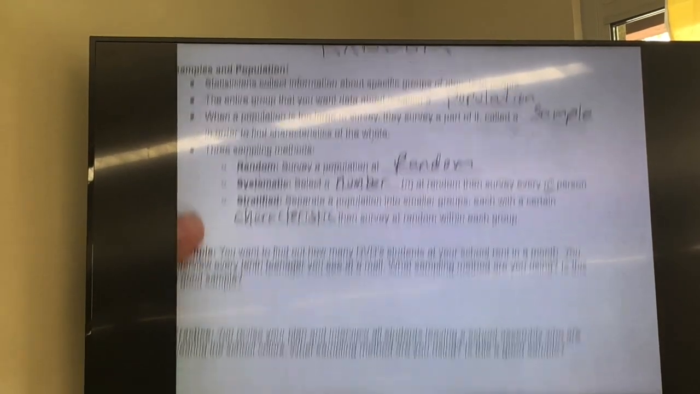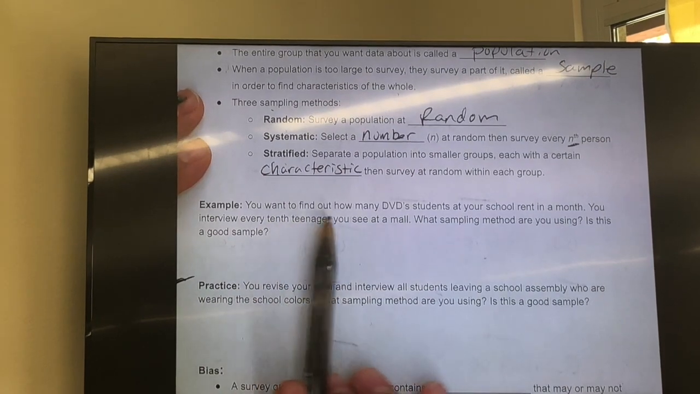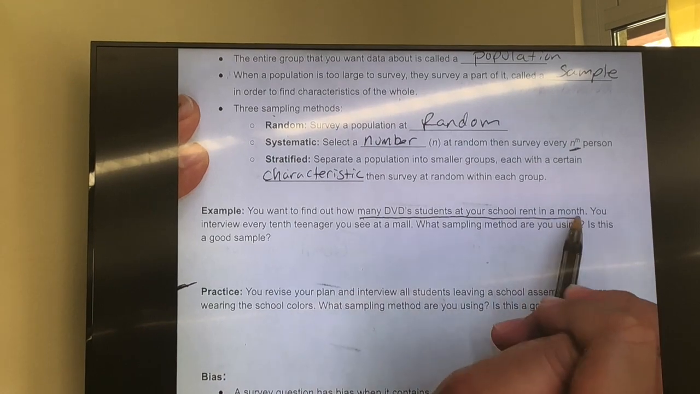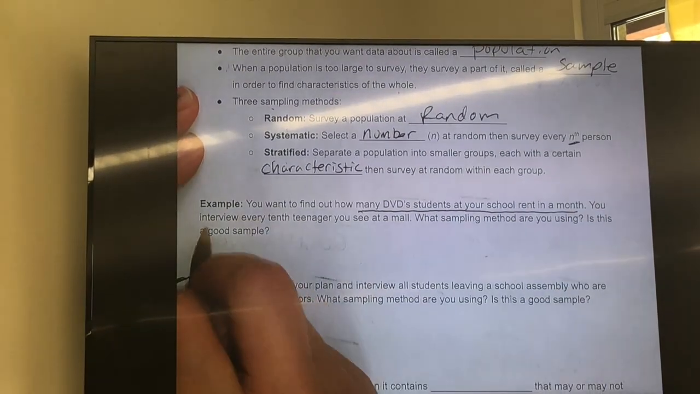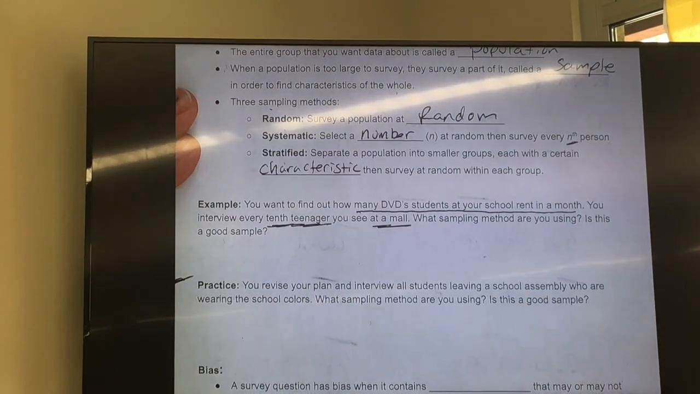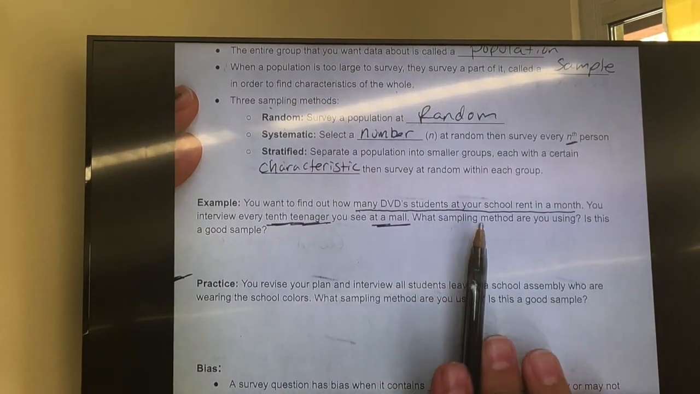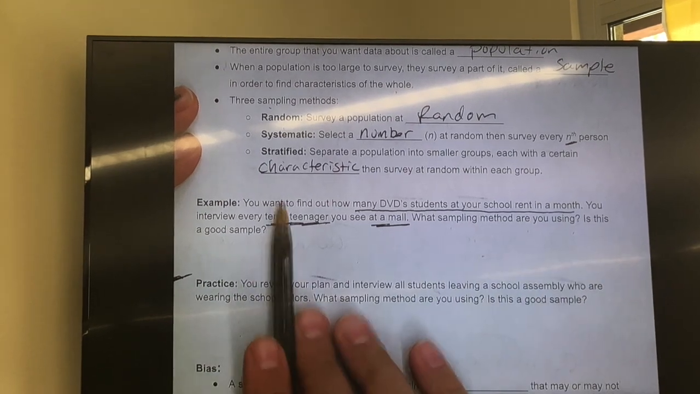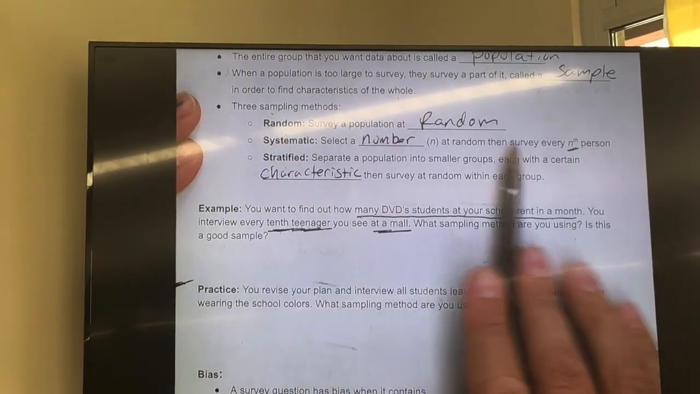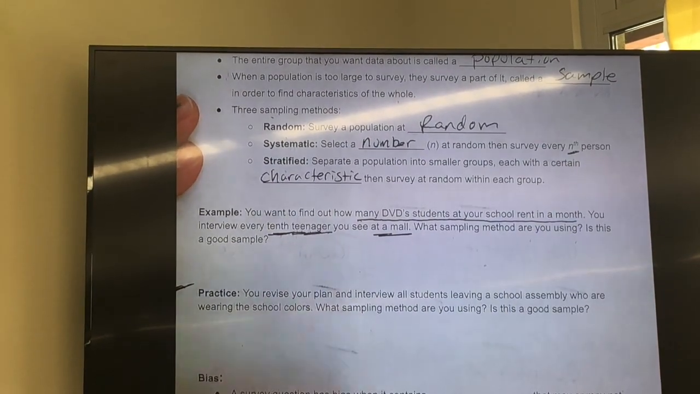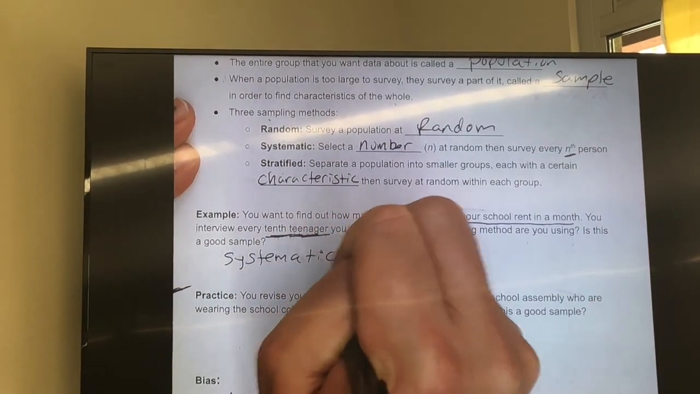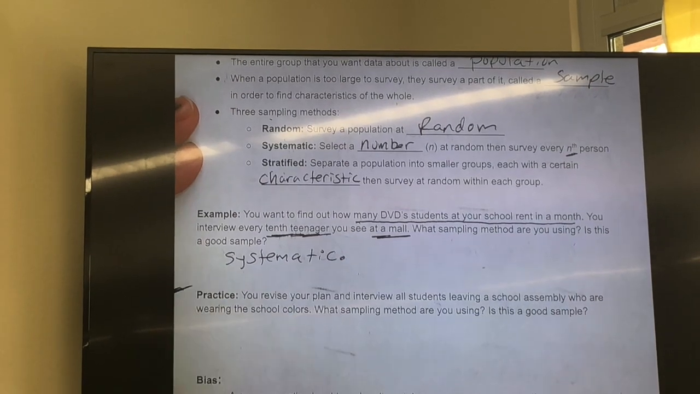So our first example, you want to find out how many DVDs students at your school rent in a month. You interview every 10th teenager that we see at a mall. First question, what sampling method are you using? Here's the key word, every 10th person. That is a systematic approach. Okay, so you need to write down the type, and then is this a good sample?